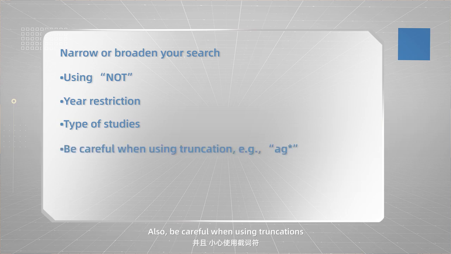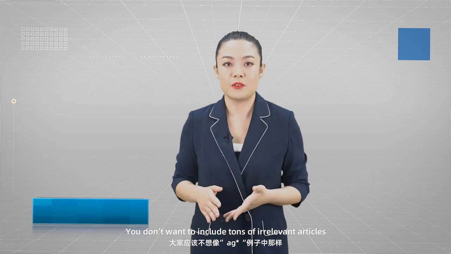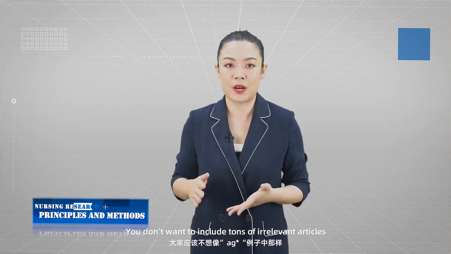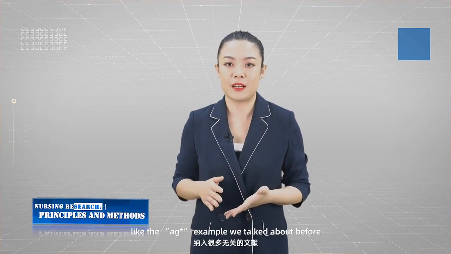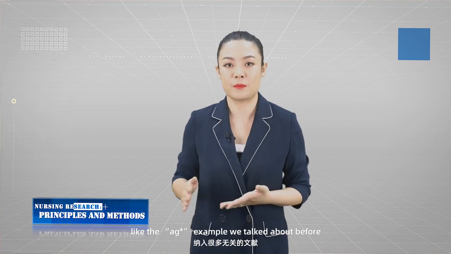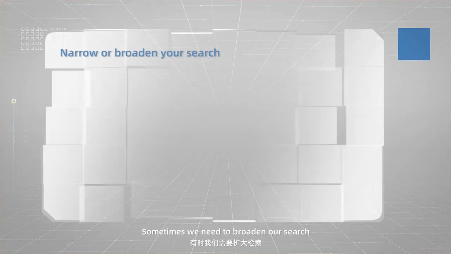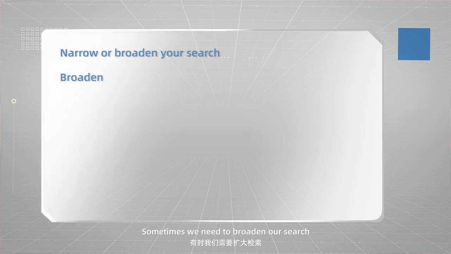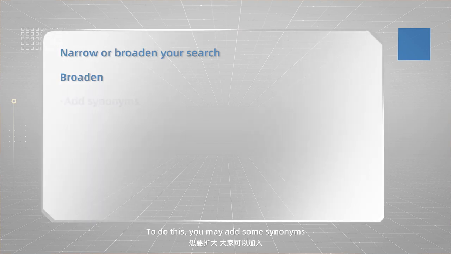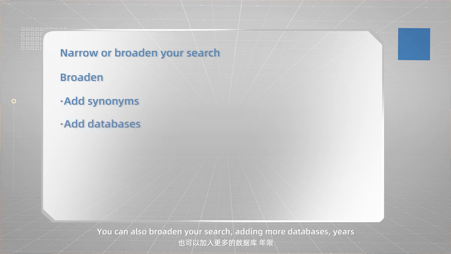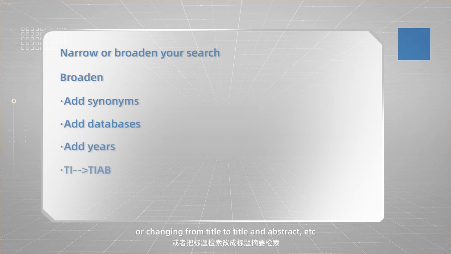Also, be careful when using truncations. You don't want to include tons of irrelevant articles like the AG star example we talked about before. Sometimes we need to broaden our search. To do this, you may add some synonyms which were missed in the initial search. You can also broaden your search by adding more databases, years, or changing from title to title and abstract, etc.